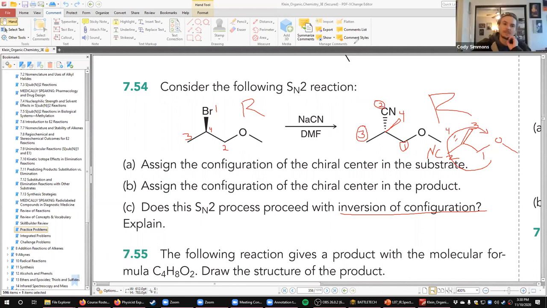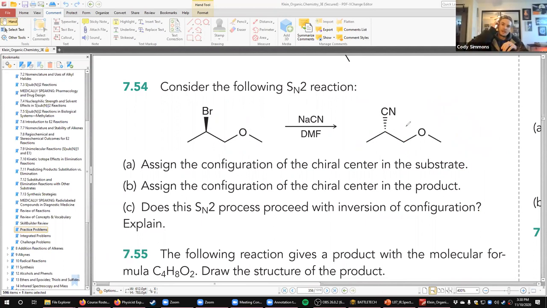I don't know if this is the same thing that you're running into, but when I'm trying to assign R versus S, if I take the molecule and look at just the one tetrahedral carbon, that's where I get tripped up. If I look at the whole molecule and then do the arrow thing that way, it's a little bit easier for me. But I don't know if that happened to you or not.